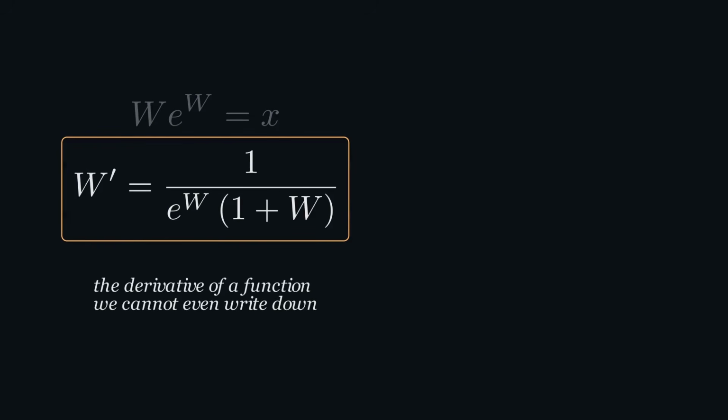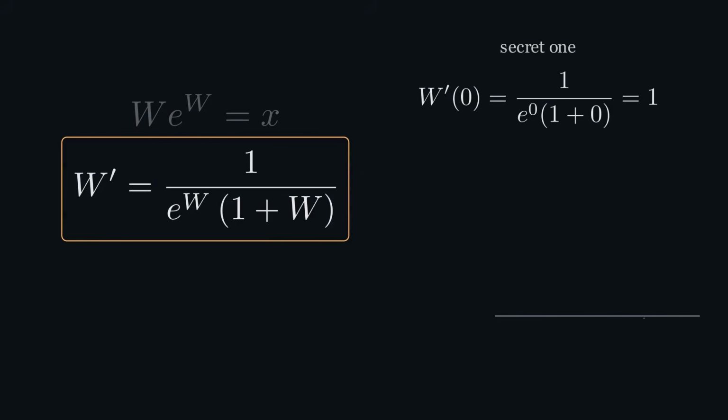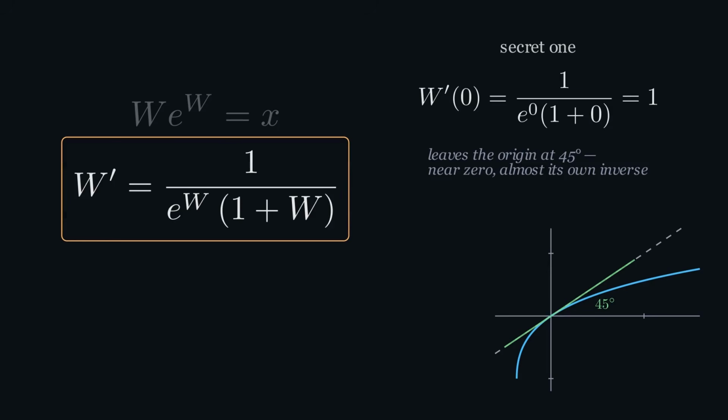Think about what just happened. We found the derivative of a function we cannot even write down. And this little formula confesses two secrets immediately. Secret 1. At x equals 0, w is 0. So the slope is 1 over e to the 0 times 1. That is just 1. The graph leaves the origin at a perfect 45-degree angle, which makes sense. For tiny values, e to the w is nearly 1, so w times e to the w is nearly just w. Near 0, the function is almost its own inverse.